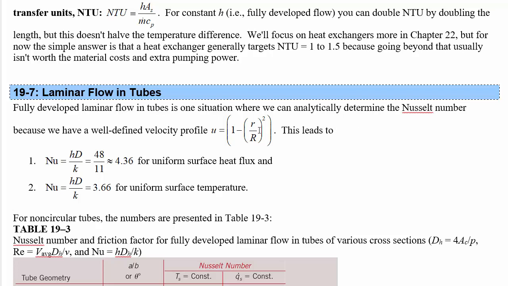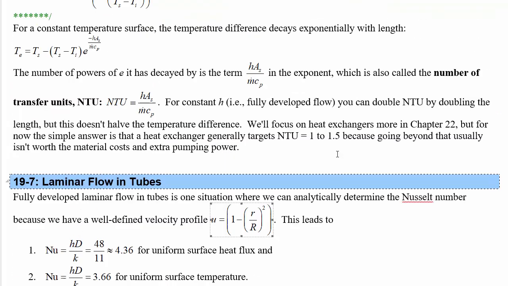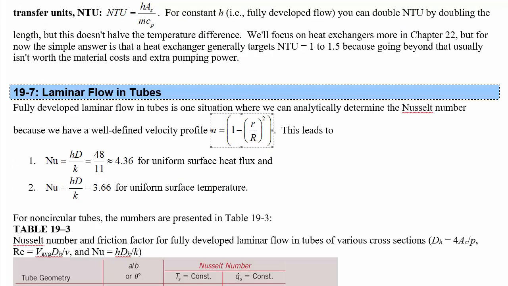Laminar flow, fully developed, we have a well-defined parabolic velocity profile, so you could actually do the math in order to calculate the amount that the convection coefficient has to be by the same kind of thing that we did in the earlier part of chapter 19, where you look at an energy balance and a temperature gradient at the wall in order to figure out what the convection coefficient has to be.